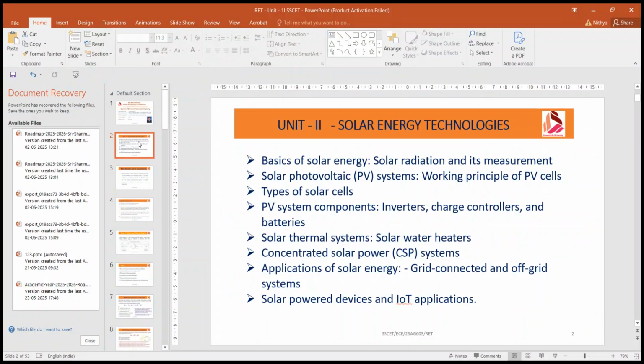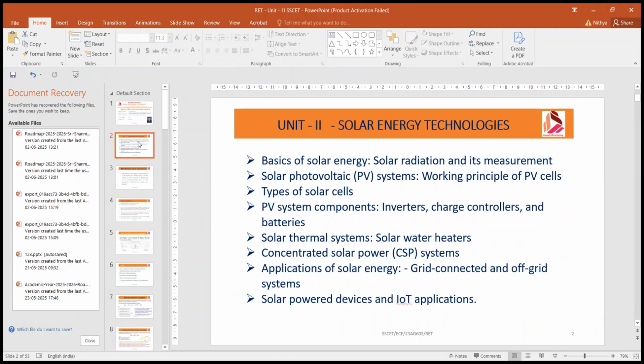Nowadays, the non-conventional energy sources, otherwise known as renewable energy sources, are the maximum focus. Solar energy is the important one. So based upon this Unit 2, the solar energy technologies, there are contents we have to discuss.